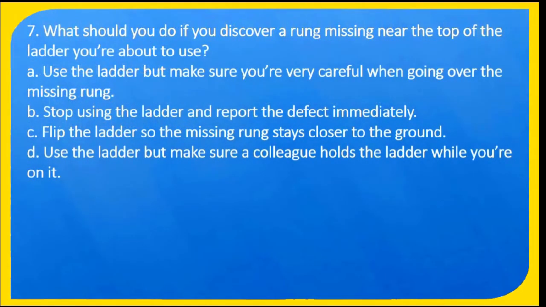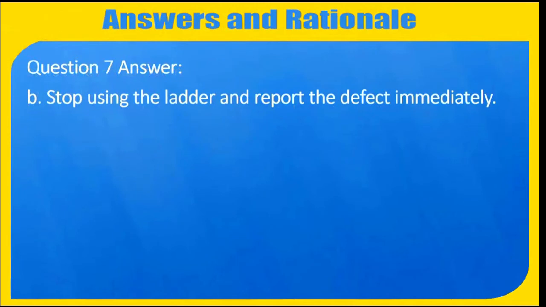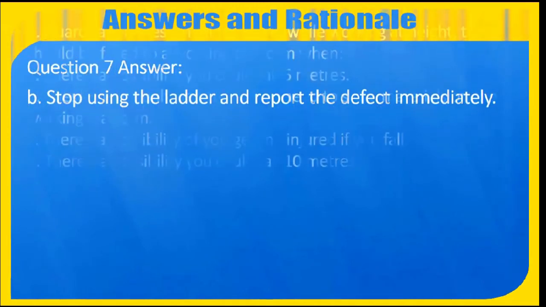Question 7. What should you do if you discover a rung missing near the top of the ladder you're about to use? A. Use the ladder, but make sure you're very careful when going over the missing rung. B. Stop using the ladder and report the defect immediately. C. Flip the ladder so the missing rung stays closer to the ground. D. Use the ladder, but make sure a colleague holds the ladder while you're on it. Question 7. Answer. B. Stop using the ladder and report the defect immediately.